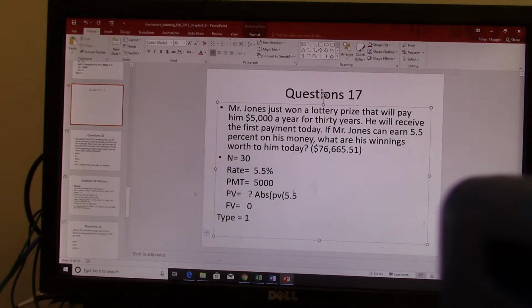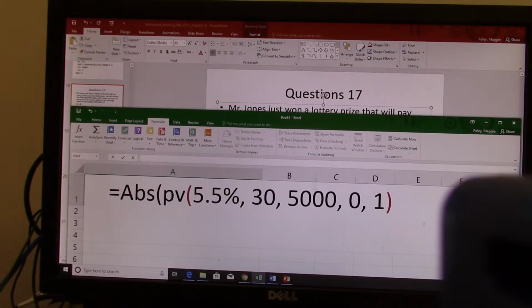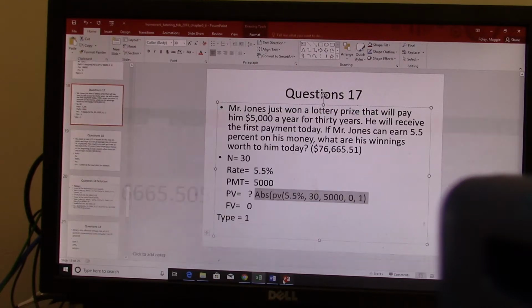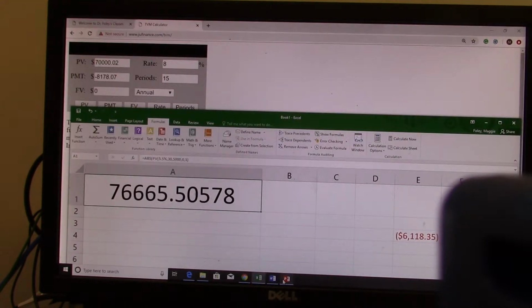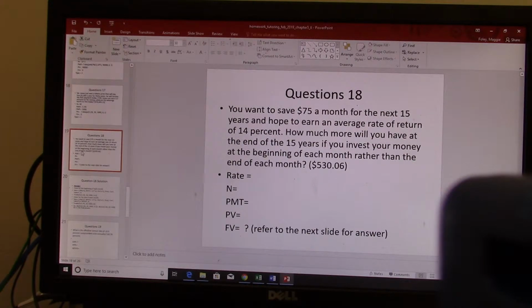So it's 5.5%, 30. Payment is 5,000. Future value is 0. Add 1 for type, it should be 1 for type. So if this is your input, now let's try in Excel. Yeah, that's correct. This is question 17.